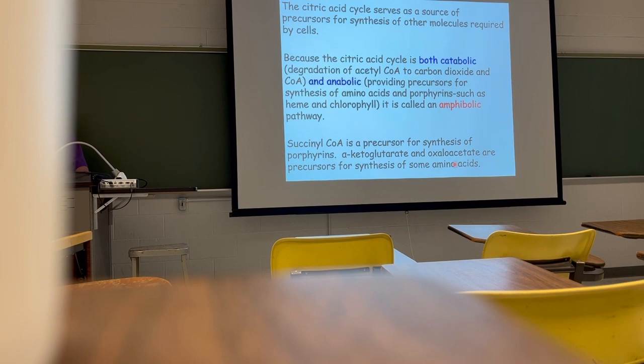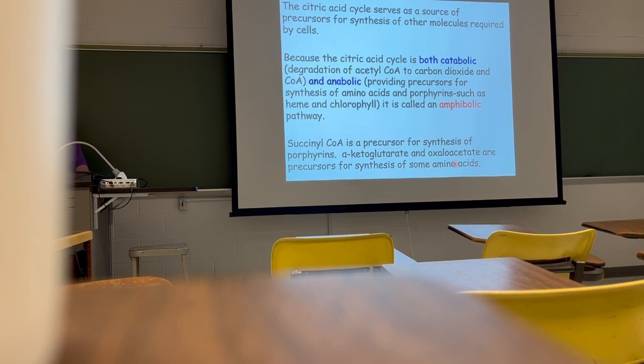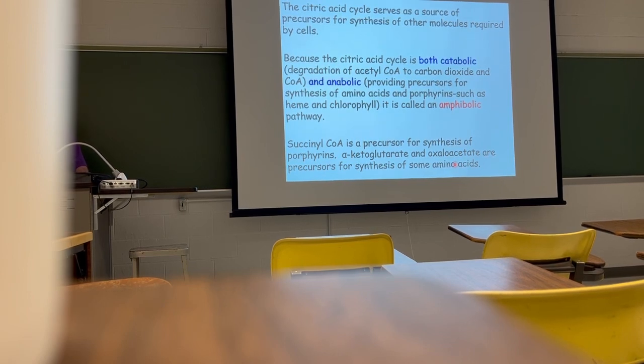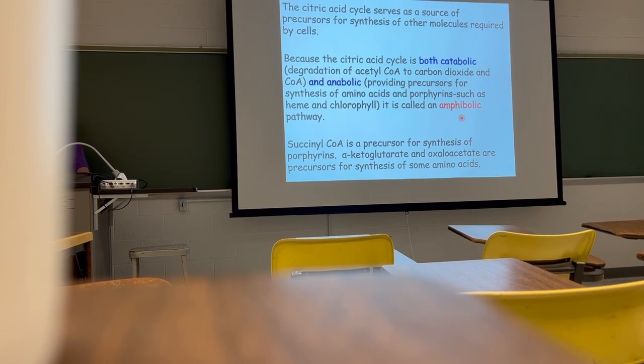The citric acid cycle is connected to gluconeogenesis through oxaloacetate. We mentioned already, the intermediates in the citric acid cycle can be used in other kinds of anabolic pathways, and to make amino acids, for example. And so we call a pathway that's both catabolic and anabolic an amphibolic pathway. So the citric acid cycle has both catabolic and anabolic functions. It's an amphibolic pathway. And we're going to look at what some of those intermediates can be used for.